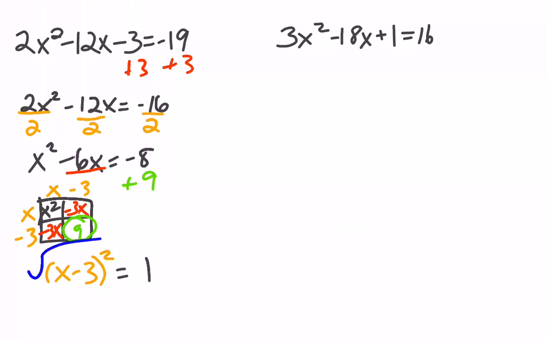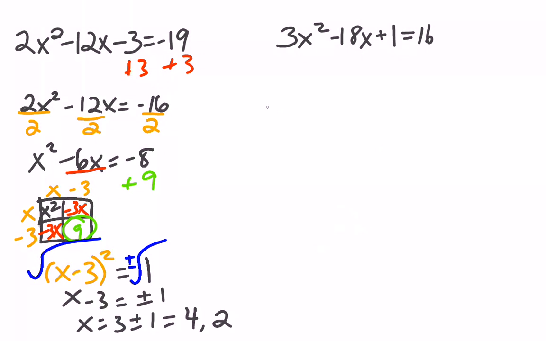Do the square root of both sides. Don't forget your plus and minus. x minus 3 equals plus or minus 1. Add 3 to both sides. So x equals 3 plus or minus 1, which will reduce to 3 plus 1 is 4, 3 minus 1 is 2. So I want you to pause and try the next one on your own.